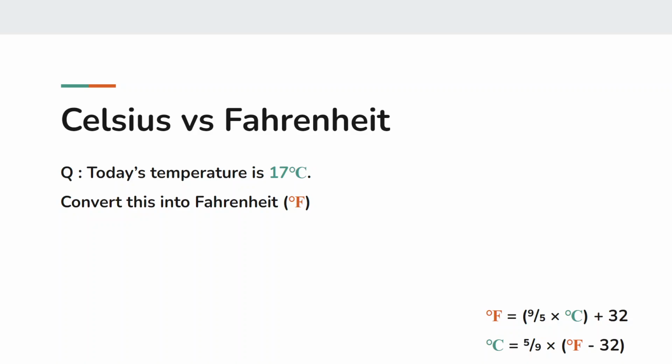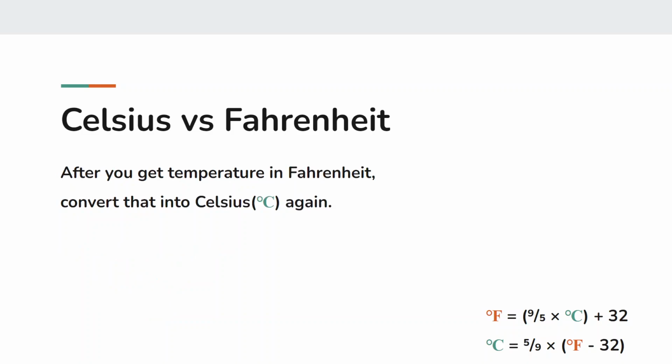In order to get the temperature in Fahrenheit, we can simply plug in 17 degrees Celsius into our first equation, and this will give us 62.6 degrees Fahrenheit. For the second part of the question, you can just do the procedure again by plugging in 62.6 degrees Fahrenheit into our second equation. And this will give us 17 degrees Celsius.